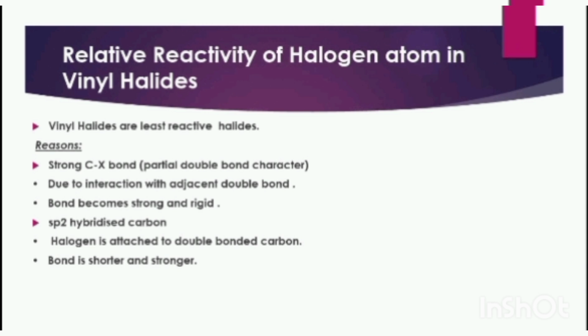Next, relative reactivity of halogen atom in vinyl halides. Vinyl halides are least reactive halides because of strong carbon halogen bond. Due to interaction with adjacent double bond, it becomes strong and rigid. sp2 hybridized carbon: halogen is attached to double bonded carbon. Bond is shorter and stronger.